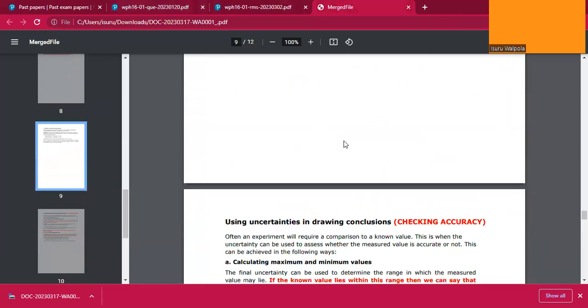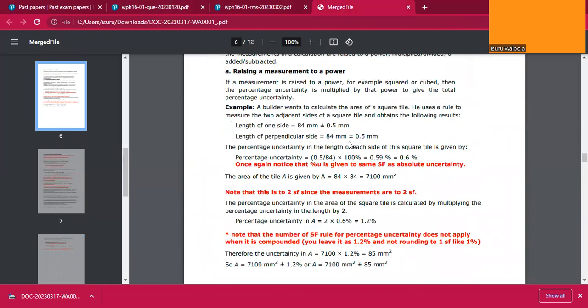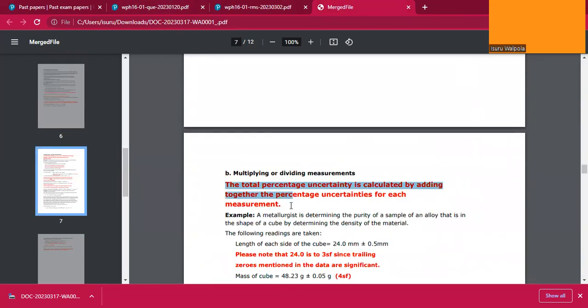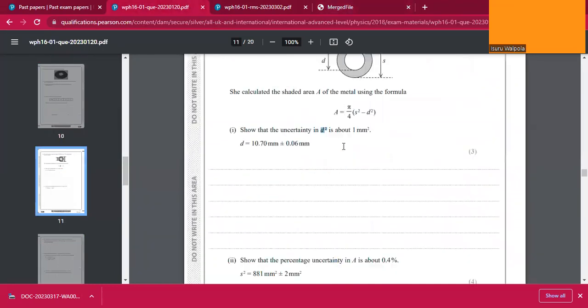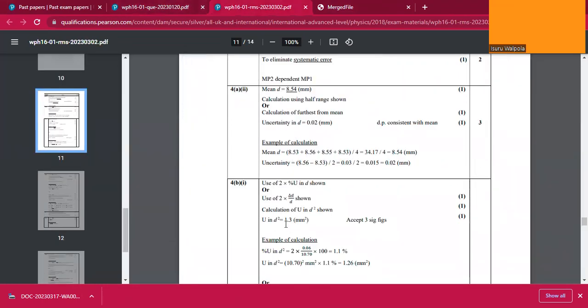It's this part of this rule, right? Simply that. Now that would be 0.06 over 10.7 into 100 into 2 because D appears twice. Now you have to round that off, ideally to one significant figure. Let's see what the mark scheme says. Cross our fingers. They've given it to two significant figures.